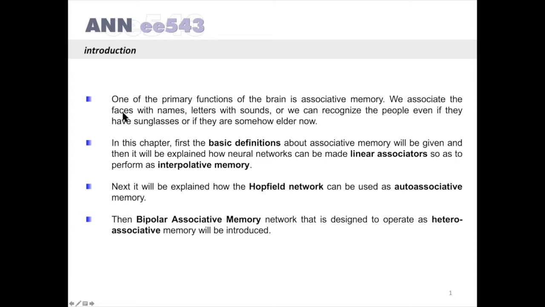One of the primary functions of the brain is associative memory. We associate faces with names, letters with sounds, or we can recognize people even if they have sunglasses or are somehow older now.